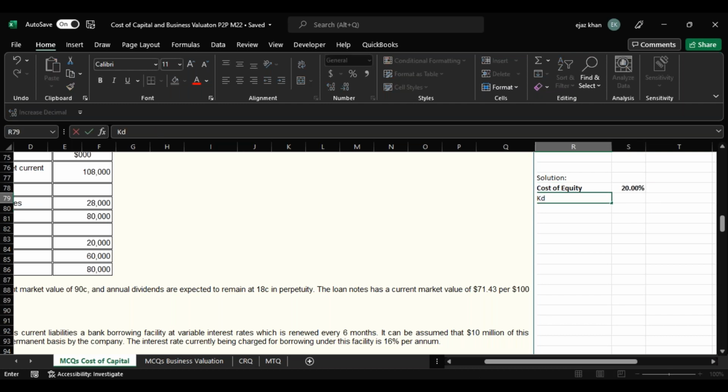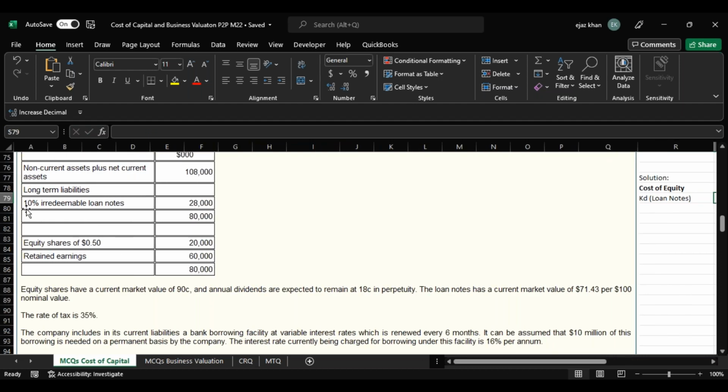Then we have to calculate the cost of debt of the loan notes. The interest rate on loan notes is 10%, and the loan note has a current market value of 71.43 per 100 nominal value. Now, there is nothing mentioned about whether the loan note is redeemable or irredeemable. So what do we need to suppose? What should we be assuming?